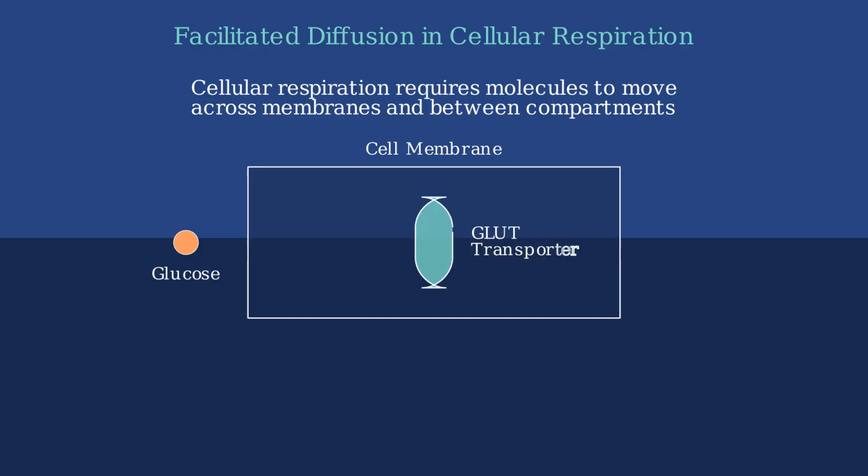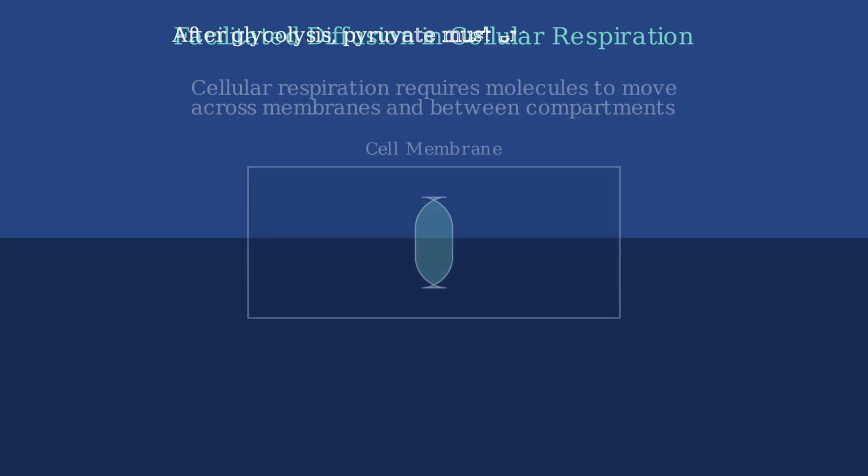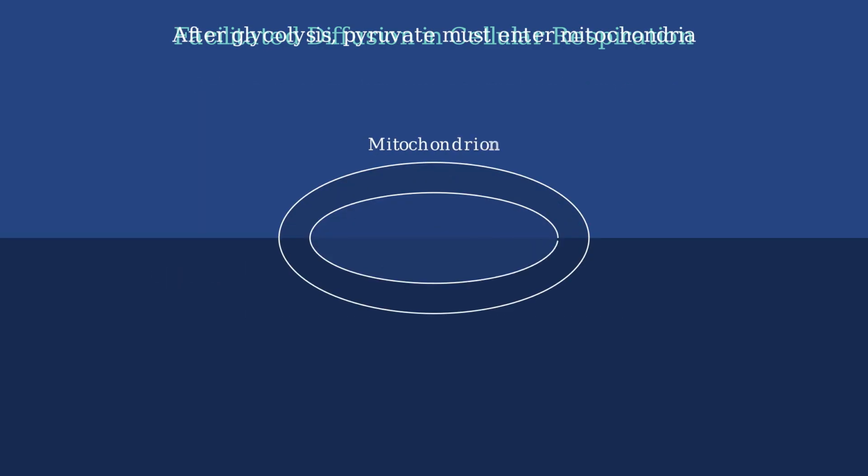Glucose molecules cannot easily pass through the cell membrane's phospholipid bilayer. Instead, they rely on specific GLUT transporters embedded in the membrane. Once glucose enters the cell, it undergoes glycolysis in the cytoplasm to form pyruvate. For cellular respiration to continue, pyruvate must enter the mitochondria. Pyruvate molecules use specific mitochondrial pyruvate carriers, or MPCs, to cross the outer mitochondrial membrane through facilitated diffusion.